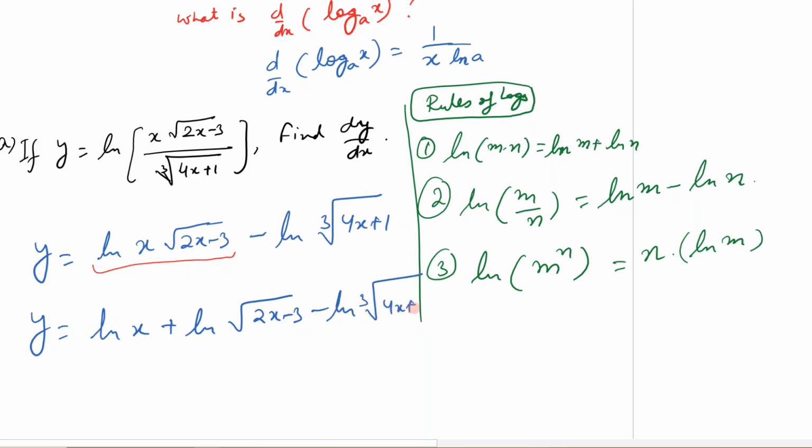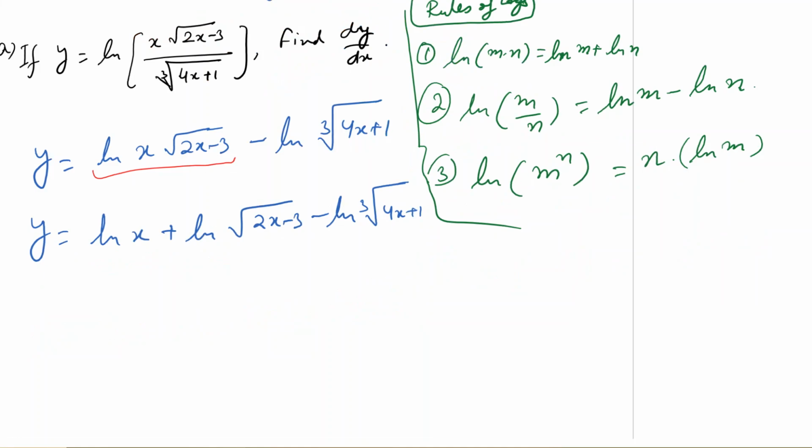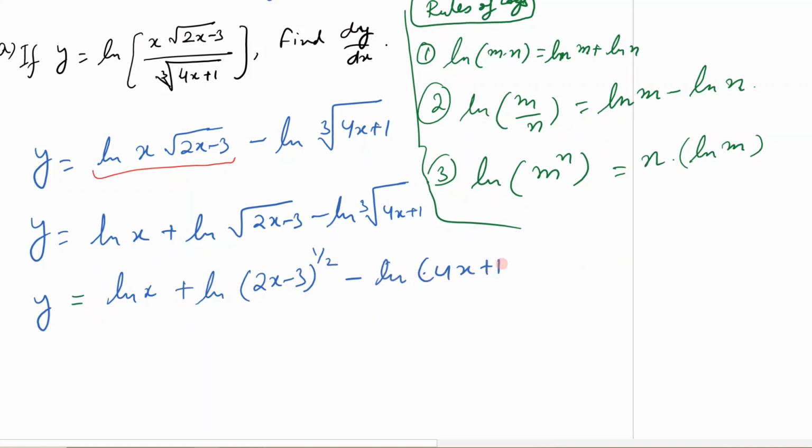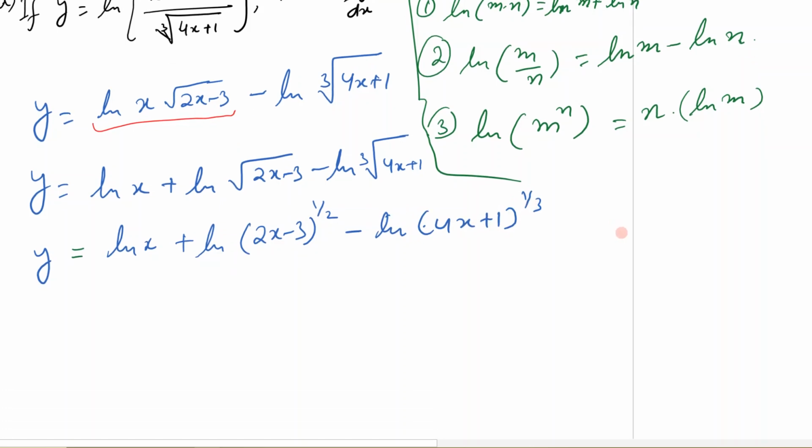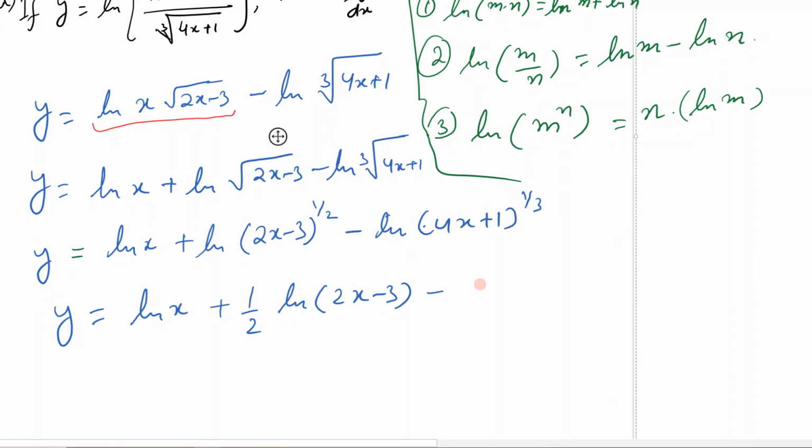The ln of a product is the sum of the ln's, so ln x plus ln of the square root of 2x minus 3 minus ln of the cube root of 4x plus 1. In the next step I'm going to rewrite this as ln x plus ln of, in power form, 2x minus 3 raised to the power half, minus ln of 4x plus 1 raised to the power 1/3. Let's simplify it a bit further. Using the third rule, which is our power rule, you can bring the power in front, so half ln of 2x minus 3 minus 1/3 of ln of 4x plus 1.